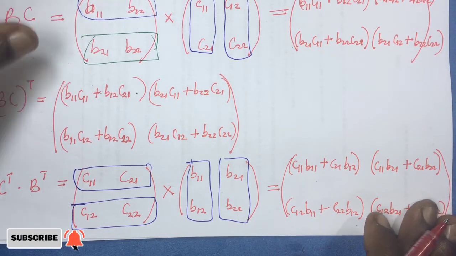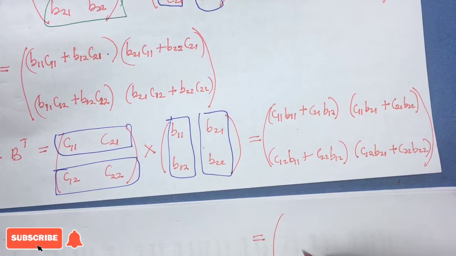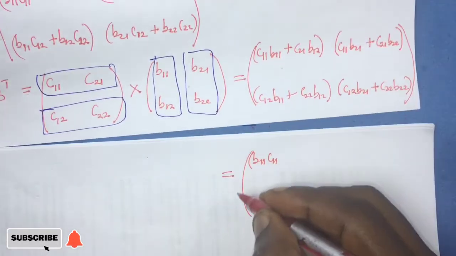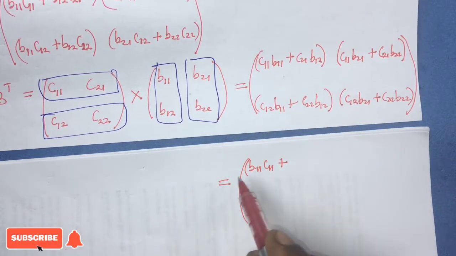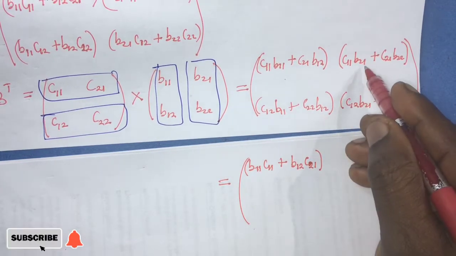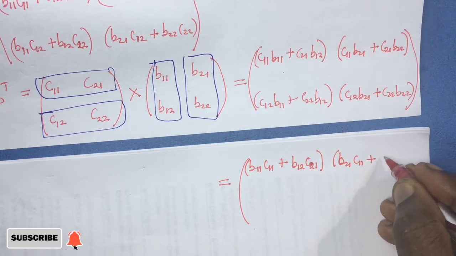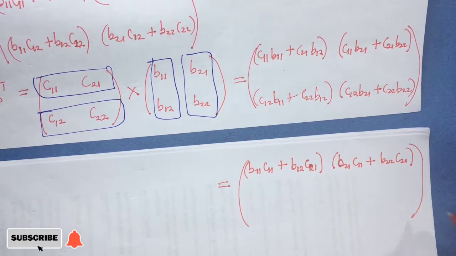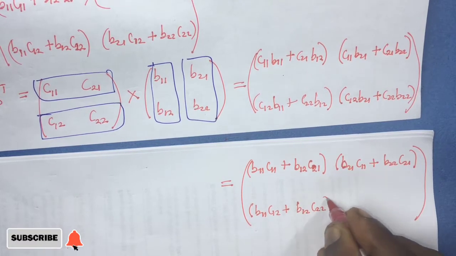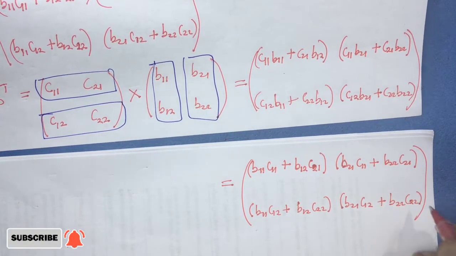Now take note of one thing. You will notice that we can actually rearrange this result. If you rearrange this result, you end up having B11 C11, that is, I'm bringing B forward before C, and I will bring that B12 C21. Close bracket. You do the same thing here: B21 C11 plus B22 C21. Now I'm going to do it for this one: B11 C12 plus B12 C22. Then I'll do it for this: B21 C12 plus B22 C22, and that gives us the same result as this.